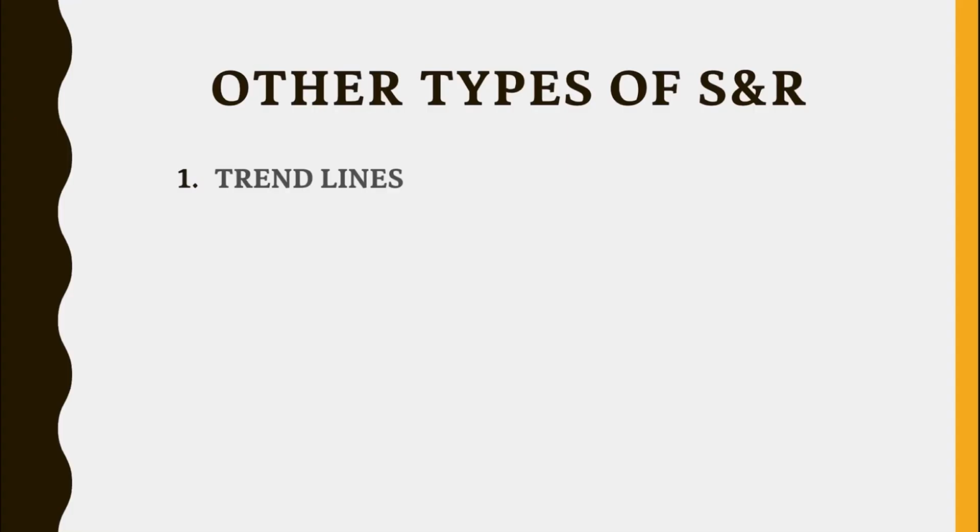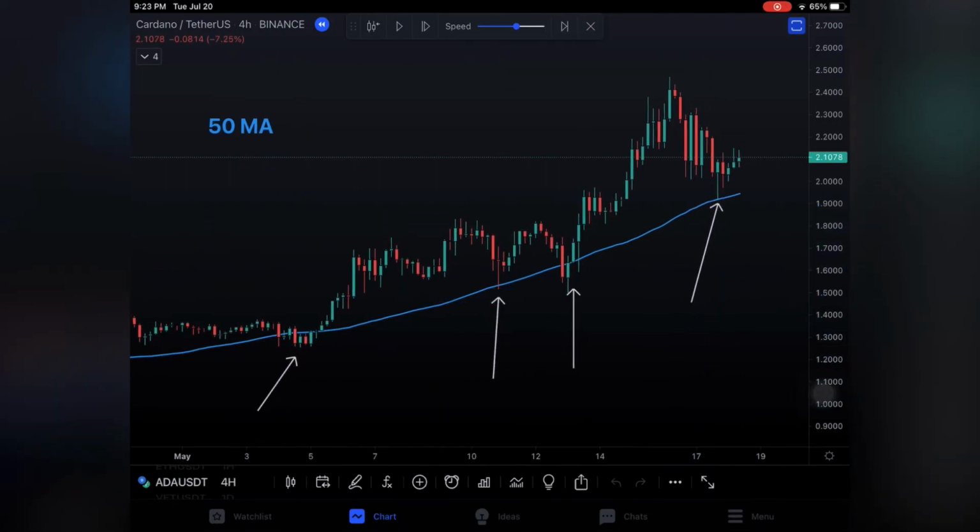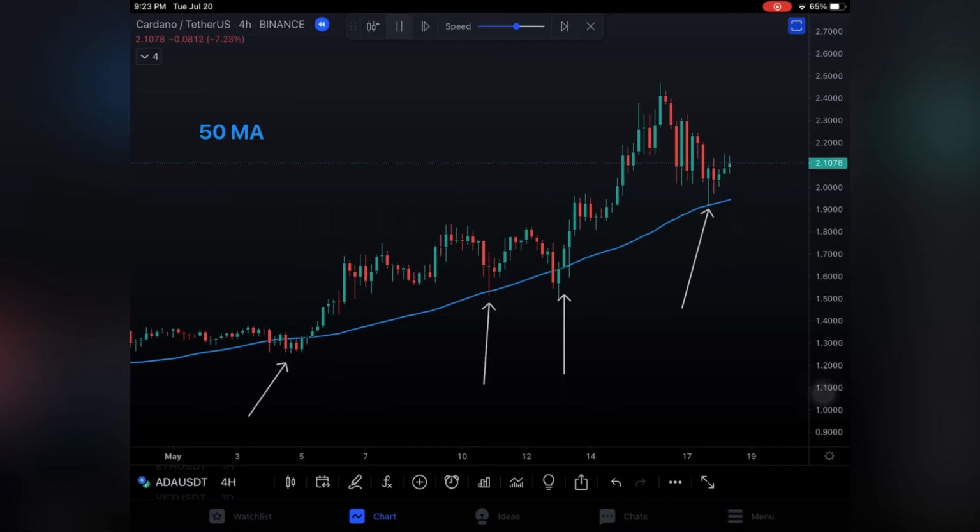Another form of support and resistance is the moving average. On a trending market, moving average can be used as a support and resistance level, such as in this example. Now, in this example, we are using the 50 moving average period, and as you can see, the price keeps on bouncing on it for not just once but four times, which makes it our support level.